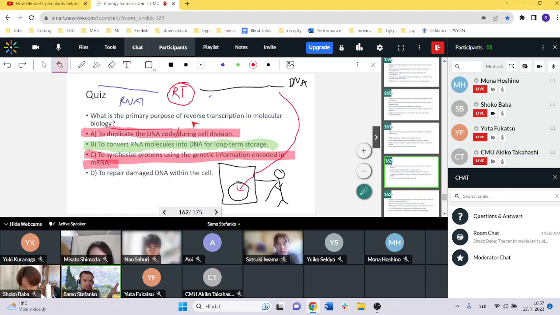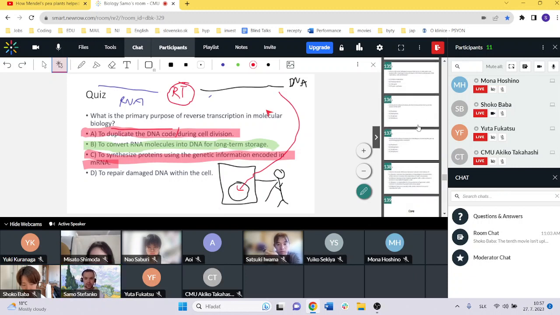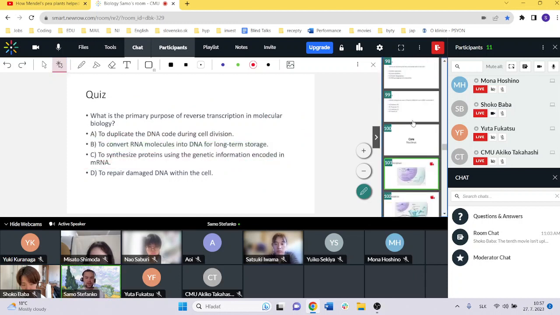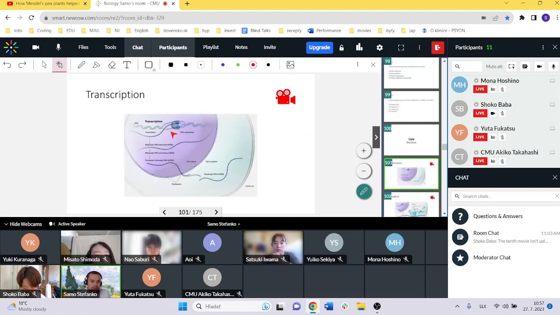Okay, reverse transcription. Basically, it is transcription just in the opposite direction. In the usual transcription, as we learned here, we have our DNA molecule, and then RNA polymerase synthesizes mRNA. So from DNA we have RNA. In reverse transcription, we synthesize DNA based on an RNA template. So it's just in the opposite direction. Okay, understandable so far, guys? Perfect.